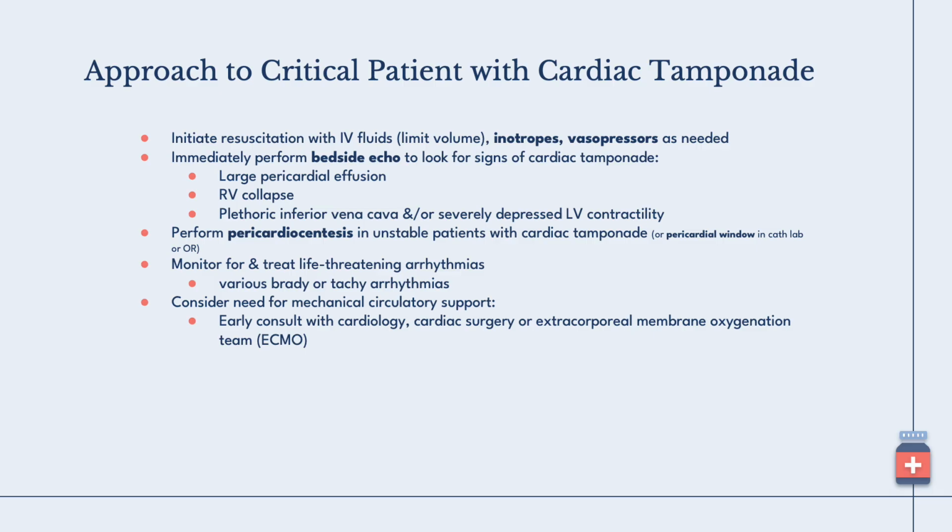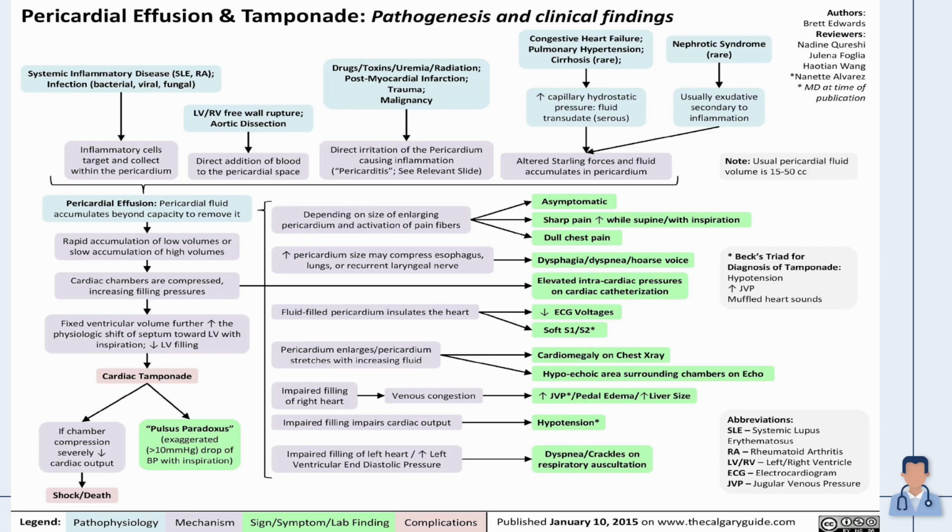Monitor for and treat any life-threatening arrhythmias. So these patients can have various bradycardias or tachyarrhythmias, and then consider need for mechanical circulatory support. So early consult with cardiology or cardiac surgery or ECMO team. Our Calgary guide for pericardial effusion and tamponade, so the pathogenesis and clinical findings.